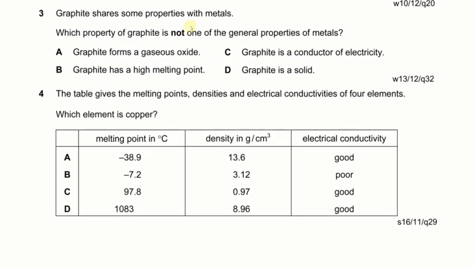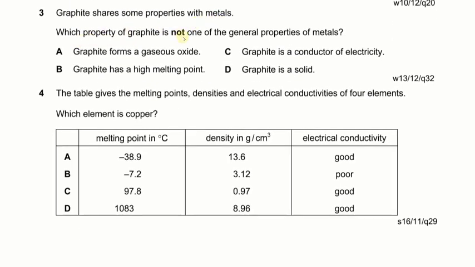Graphite shares some properties with metals. Which property of graphite is not one of the general properties of metals? Okay, graphite form a gaseous oxide. Graphite is carbon, and when it reacts with oxygen, it forms carbon dioxide, and this is a gas.